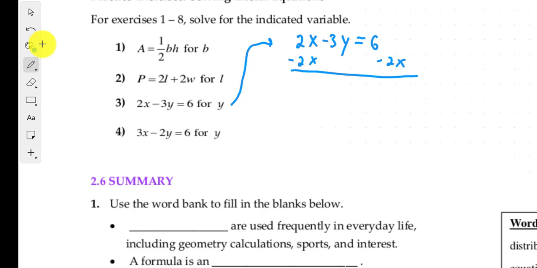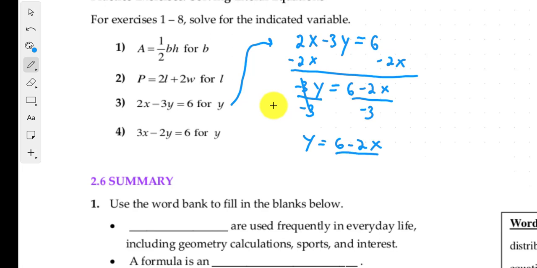And I'm left with negative 3y equals 6 minus 2x. And you could put the negative 2x in the front, right? If you put negative 2x plus 6, that's fine also. And then we divide everything by -3. And you're left with y equals 6 minus 2x, and all of this is over -3.